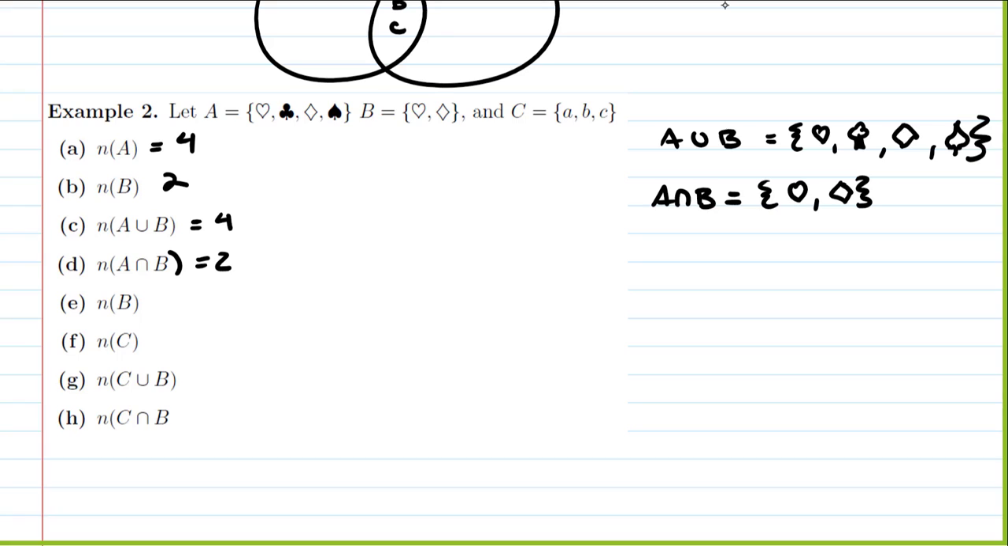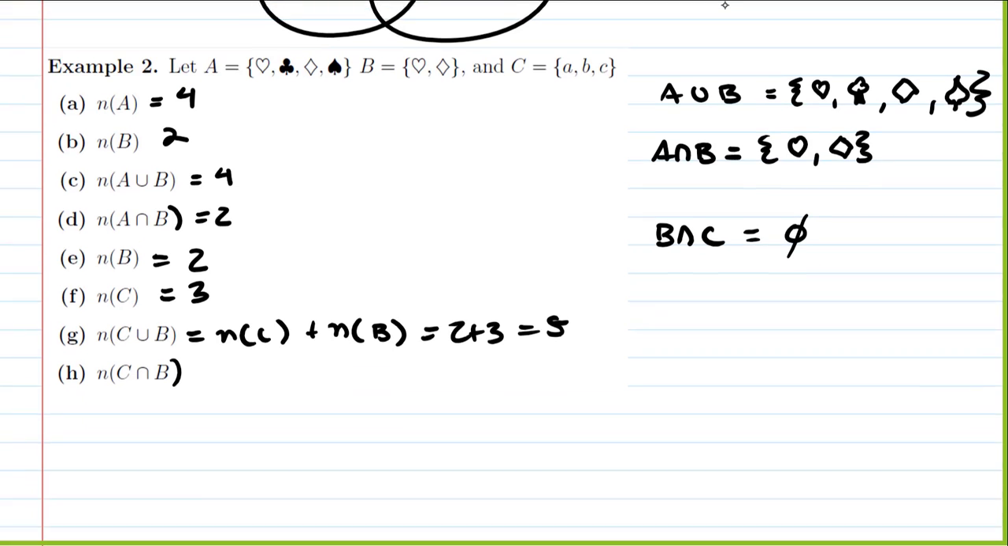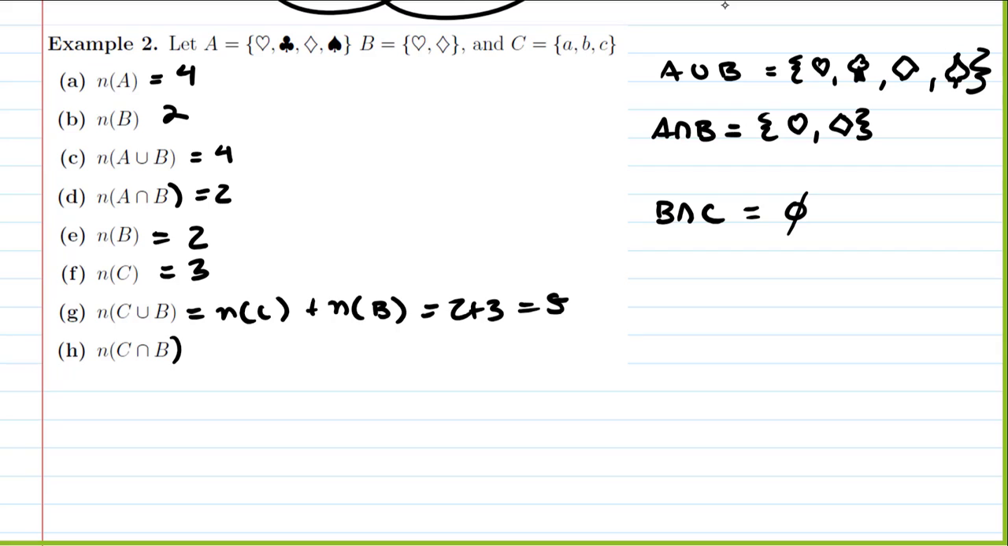The number of things in B is also 2. Number of things in C is 3. And the number of things in C union B, well, we check that B intersect C. Well, heart and diamond share nothing with A, B, C. So their intersection is empty. So then this is equal to the number of things in C plus the number of things in B, which is 2 plus 3, which is 5. And the number of things in C intersect B is empty, so it's going to be 0.